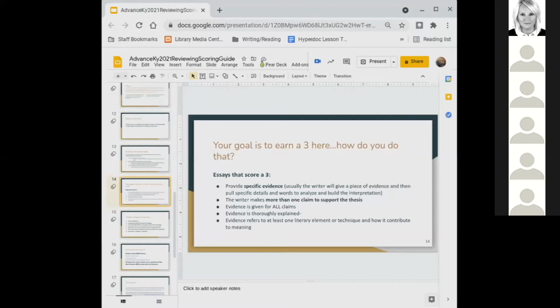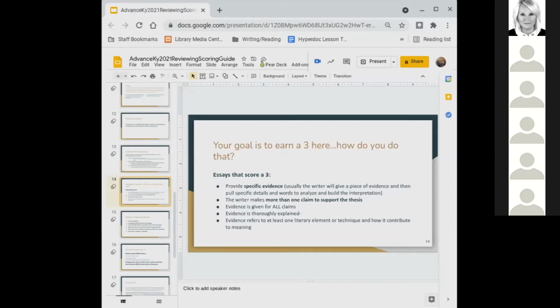You have to refer to at least one literary element or technique. That doesn't necessarily mean you have to know what it's called. If you're writing about poetry and you notice repetition of beginning phrases, you don't have to call it anaphora. You don't have to call something alliteration to talk about it. You can just say what it is, but you have to explain how the evidence contributes to the meaning.